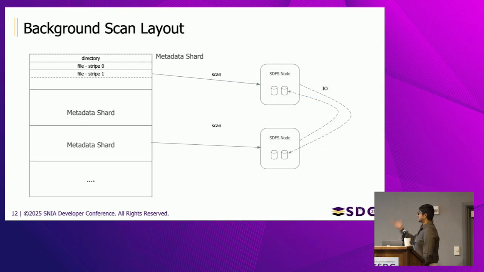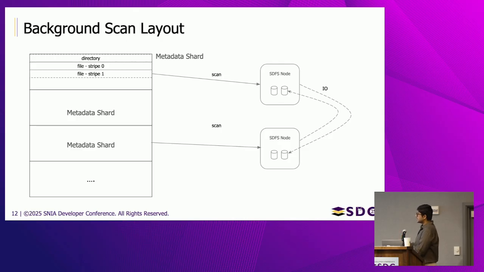So this is how we actually scan the metadata in the background. Our entire metadata can be represented as a bunch of shards, where each shard is composed of directories and files, and each file contains stripes. Each node is responsible for scanning a particular shard. Once it scans this shard, it can issue IO or take action on the actual data, which can be located on any of the disks on any of the nodes. As you can see, this is inherently horizontally scalable, and our metadata service is also distributed, which makes sure that our queries also scale horizontally with the size of the cluster.